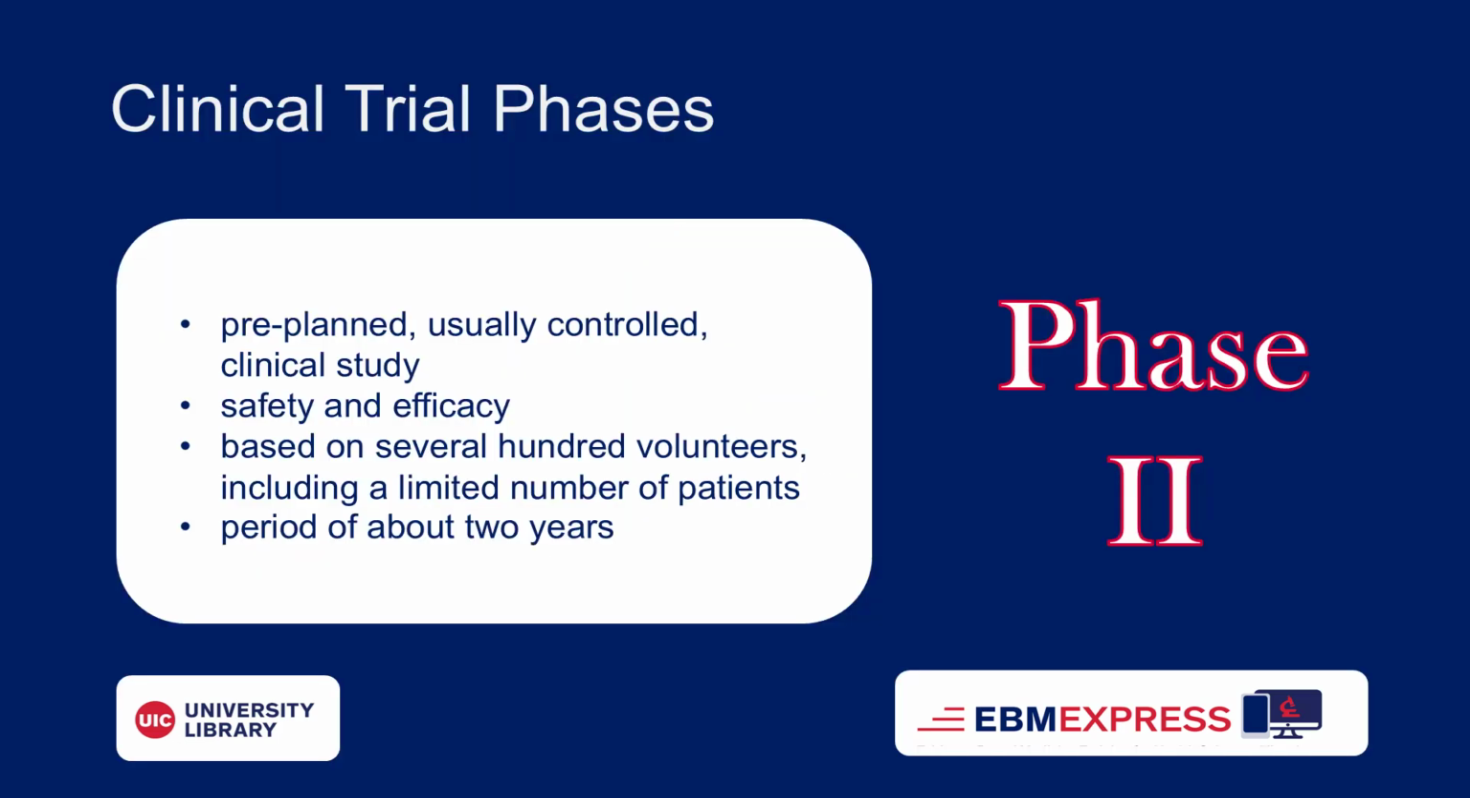When the intervention moves into a Phase 2 clinical trial, it is also a pre-planned, usually controlled clinical study of safety and effectiveness for an intervention. But in Phase 2, there are usually hundreds of participants or test subjects, and the study will typically be conducted over about 2 years. So in short, Phase 2 has a lot more participants and lasts twice as long.